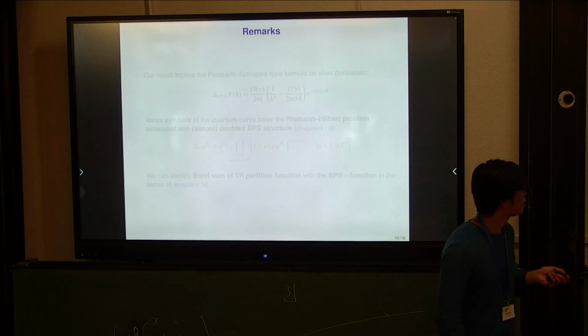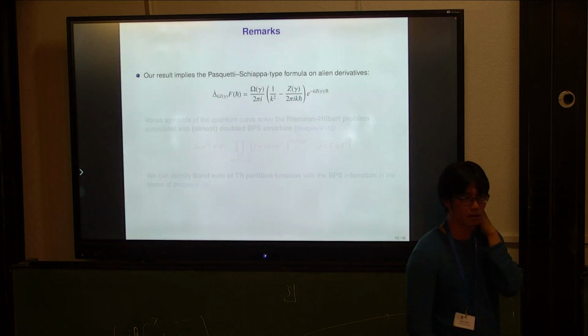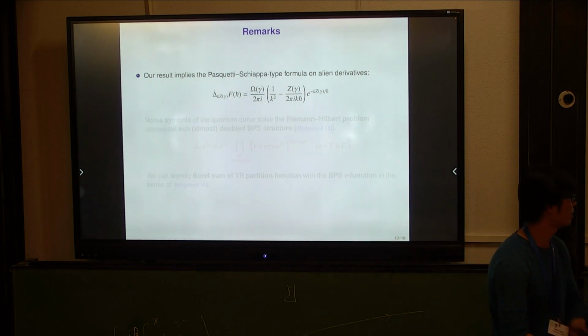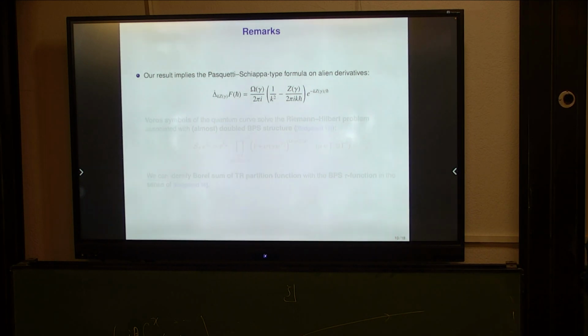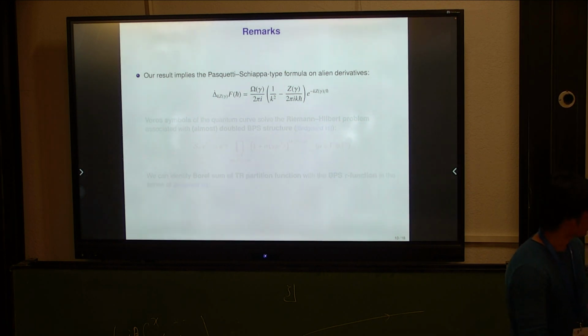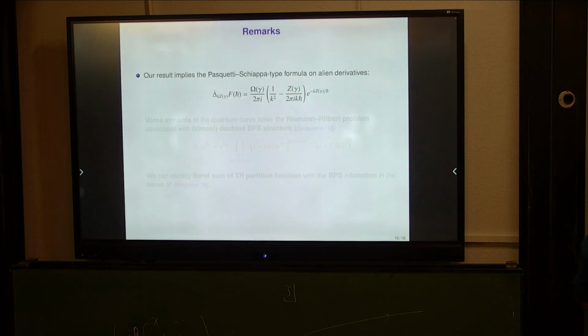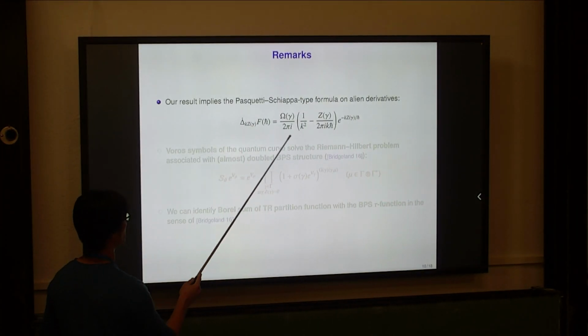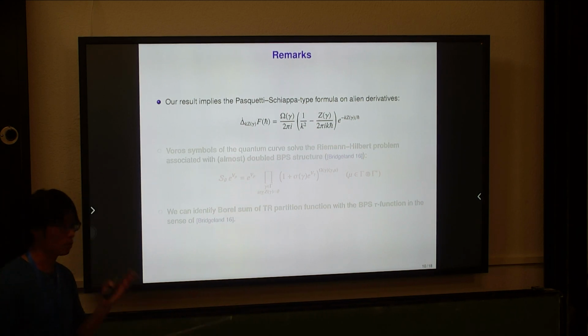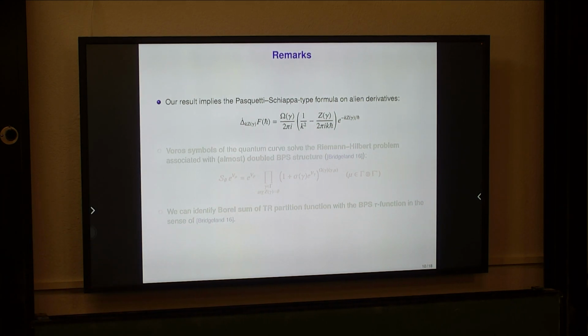Anyway, there are a couple of remarks. Thanks to the previous formula, we can compute the alien derivative of the free energies, and then we obtain a similar expression of Pasquetti-Schiappa form. And here you see the BPS invariant. In the resurgent analysis, as maybe Ricardo explained, the action of the alien derivative is written by another Franz series. In this case the Franz series is trivial, but in front of it you have the so-called Stokes constant. And in our example, the Stokes constant is realized by this BPS invariant.